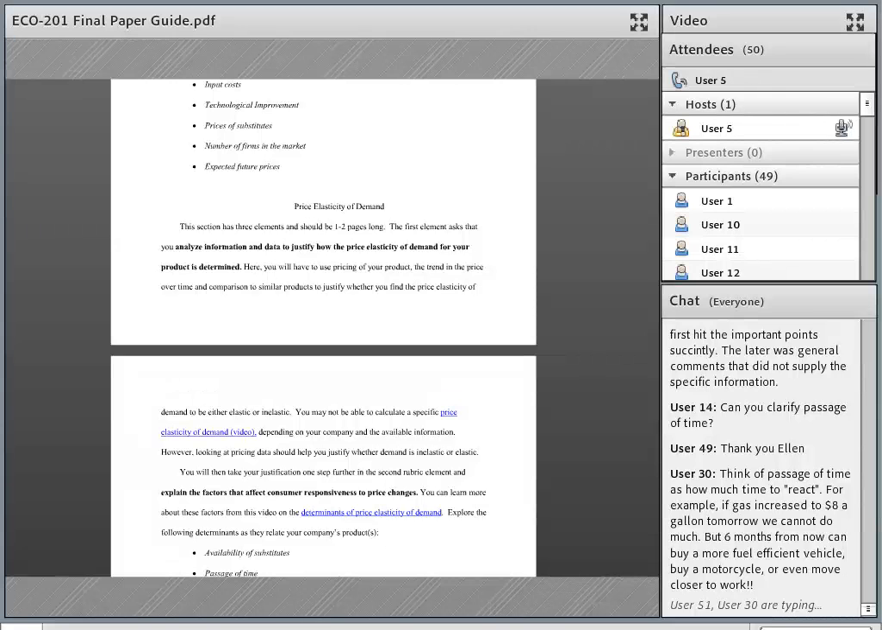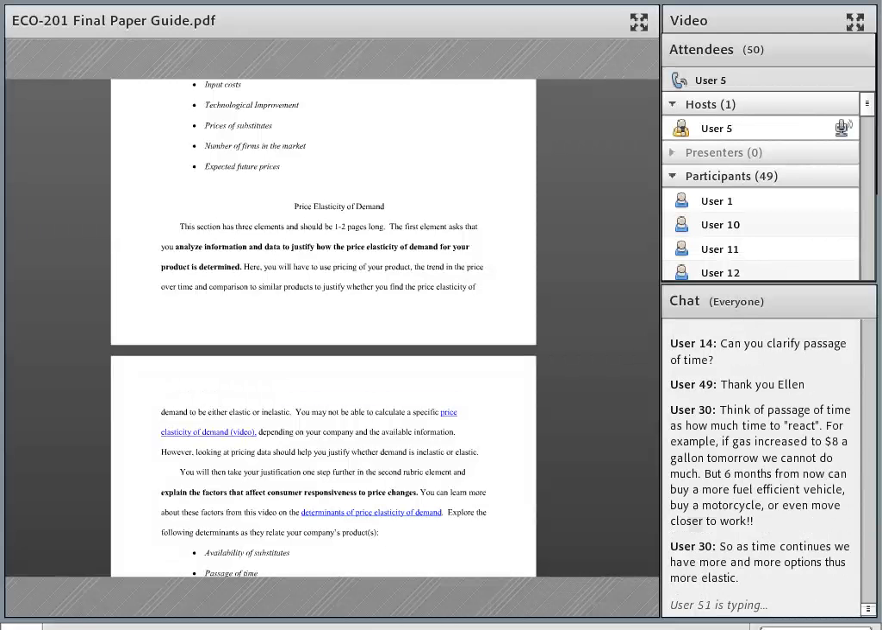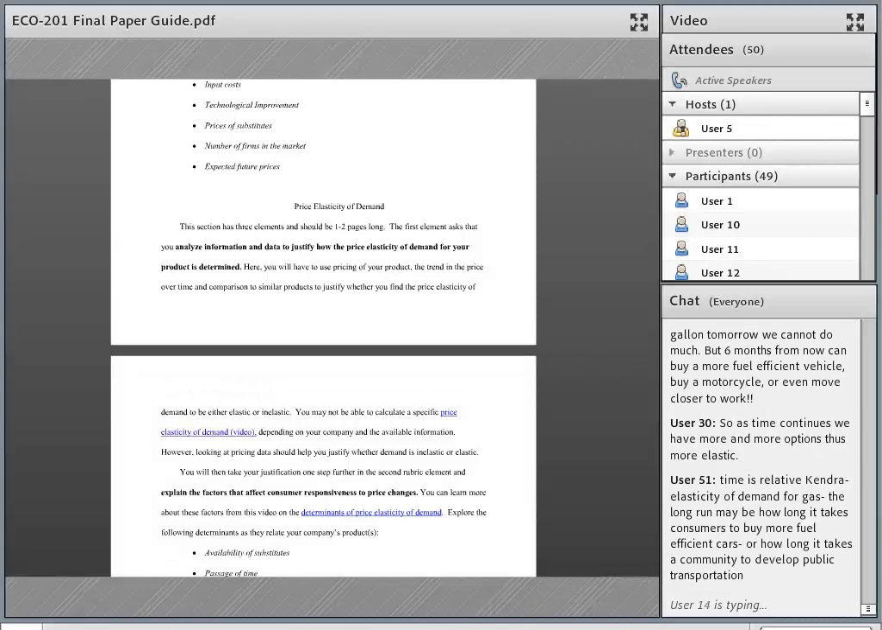And the more options there are, the more competitors there are in the field, the bigger the difference between the overall market elasticity and your own company's elasticity that they face. So I hope that makes sense.